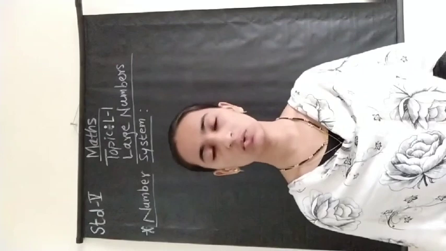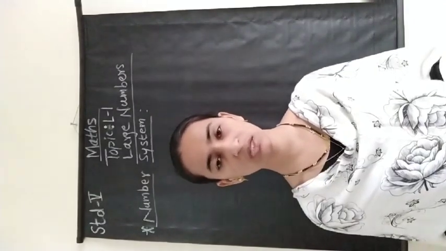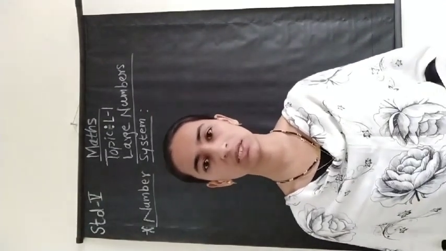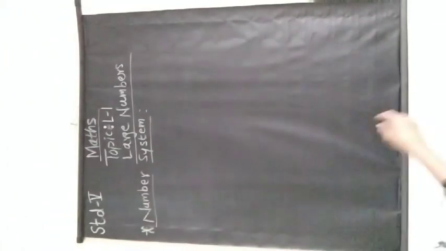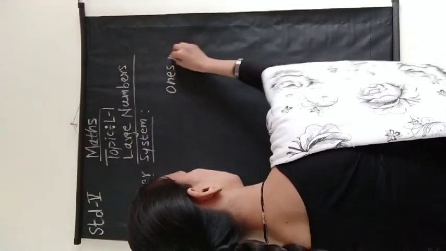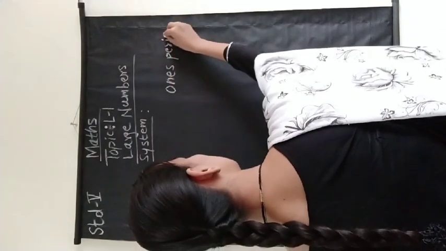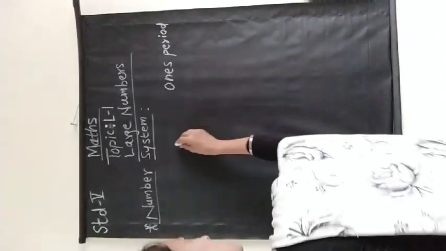Now, in today's video, we are going to learn the international system, and how to classify it. Okay students, now in the international system there are periods. They are divided into periods. How are the periods arranged? The ones period, then after the ones period there is a thousands period.